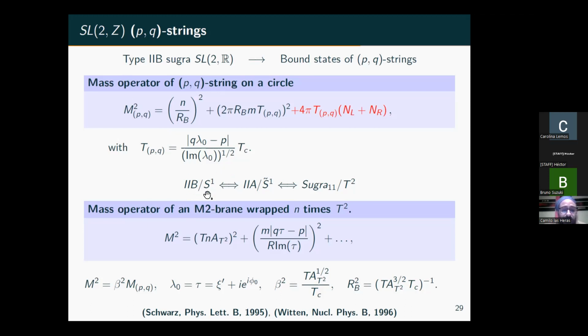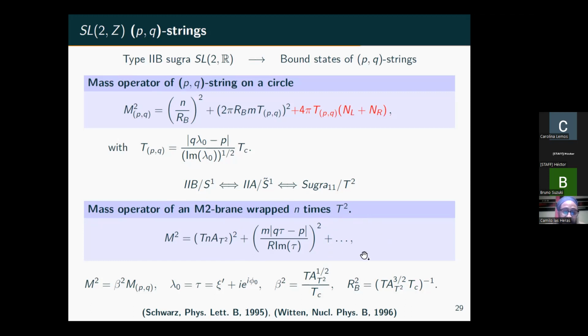This led Schwarz to try to reproduce this mass operator from what he called an M2 brane wrapped n times on a torus. In a heuristic way, he proposed that the M2 brane wrapped n times on a torus is supposed to have a winding term, with this expression that we have here, and a Kaluza-Klein term that can be written in this way that we have here.